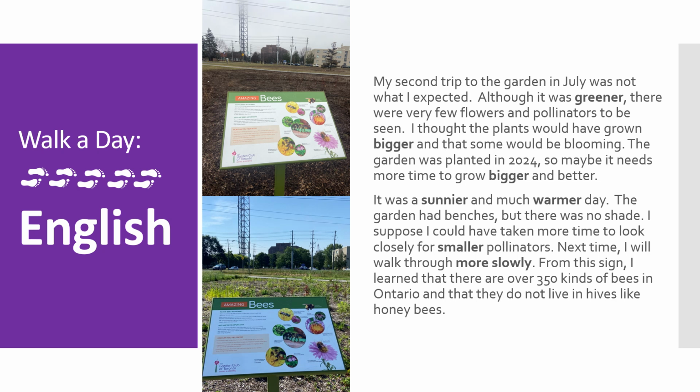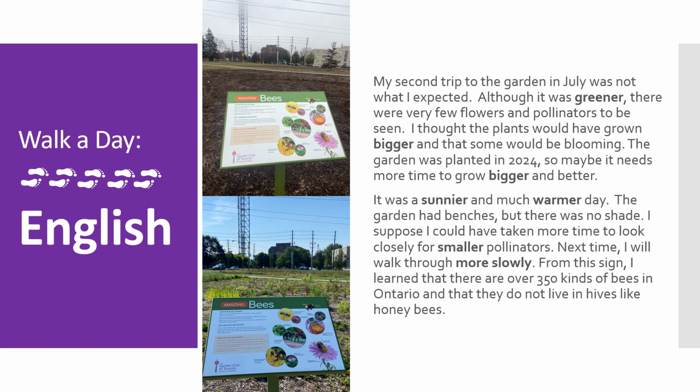My second trip to the garden in July was not what I expected. Although it was greener, there were very few flowers and pollinators to be seen. I thought the plants would have grown bigger and that some would be blooming. The garden was planted in 2024, so maybe it needs more time to grow bigger and better. It was a sunnier and much warmer day.